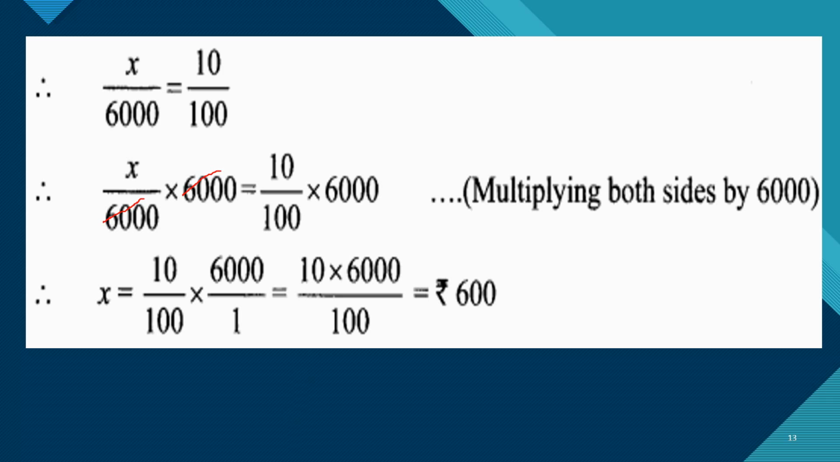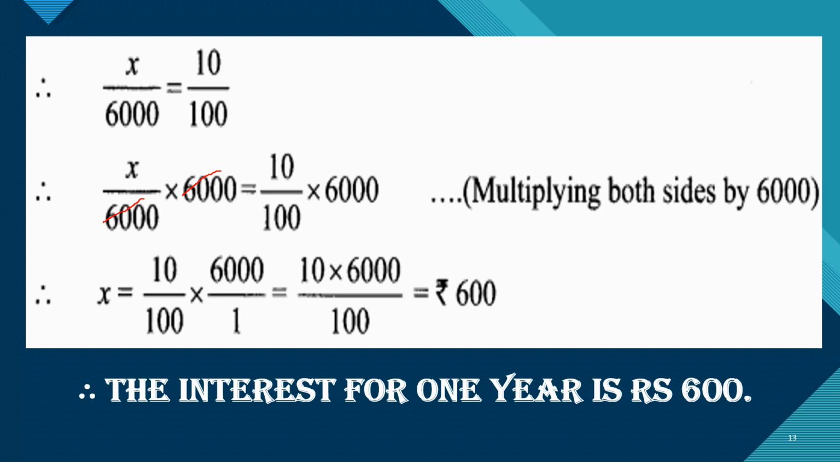So x is equal to 10 upon 100 multiplied by 6,000 upon 1. Here in the denominator we have written 1 to balance this. So here, 10 multiplied by 6,000 upon 100. When you do the multiplication, you will get rupees 600. So the interest for 1 year is rupees 600.